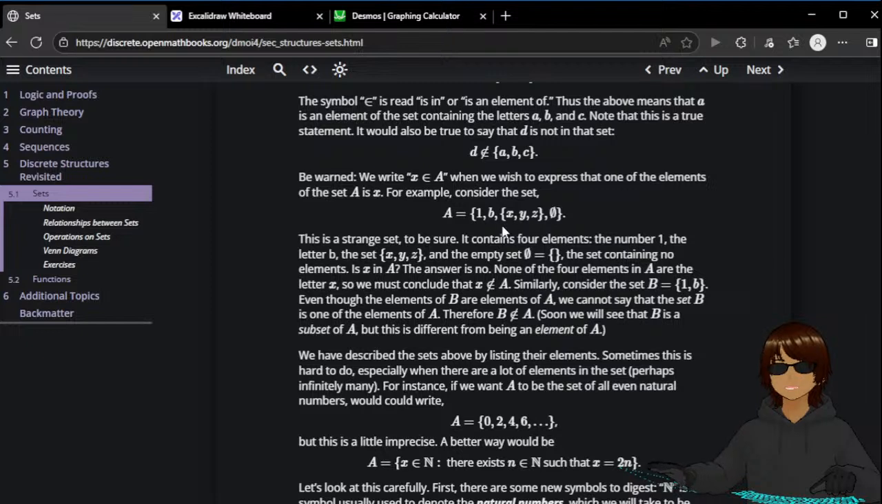Is x in A? The answer is no. None of the 4 elements in A are the letter x. We must conclude that x is not an element of A. Similarly, consider the set B, which contains 1 and B. Even though the elements of B are elements of A, we cannot say that the set B is one of the elements of A. Therefore, B is not an element of A.